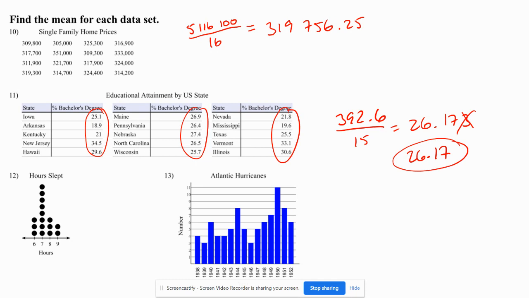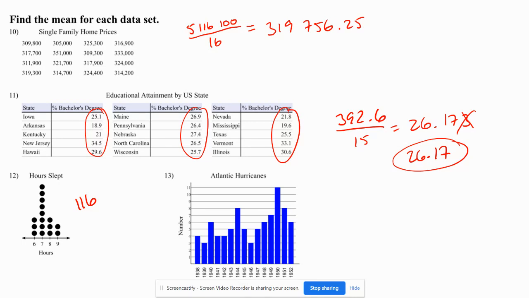Looking at example number 12. I have 6 3 times. So I'm going to go 6 plus 6 plus 6. I have 7 8 times. So I'll make sure I add 7 8 times. I'm going to add all my numbers. I'm using a calculator here with me. I happen to have 116.